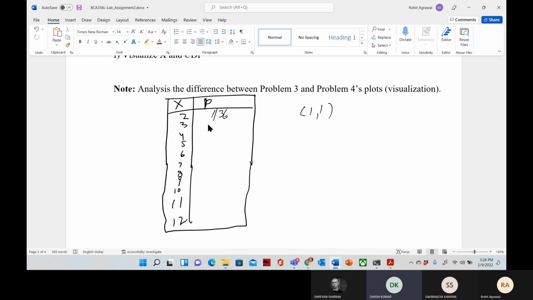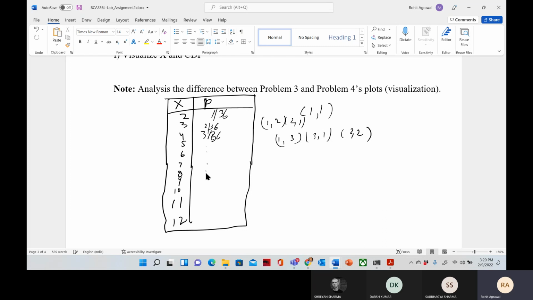2 by 36. Okay, and probability of sum 4? So 3 by 36. For 4, it can be 1 3, it can be 3 1, or it can be 2 2. Yes, sir. So it is 3 by 6. So 3 by 36, sorry.